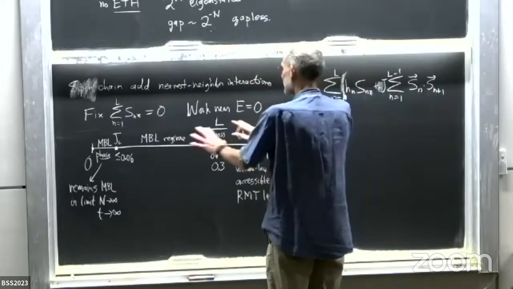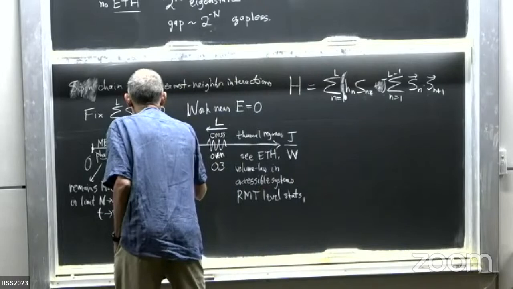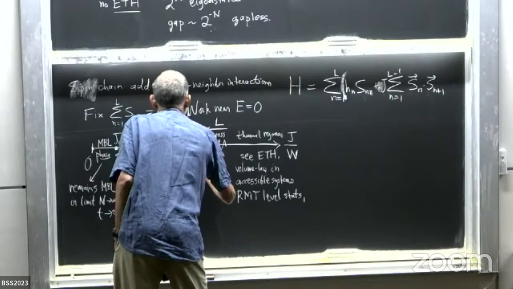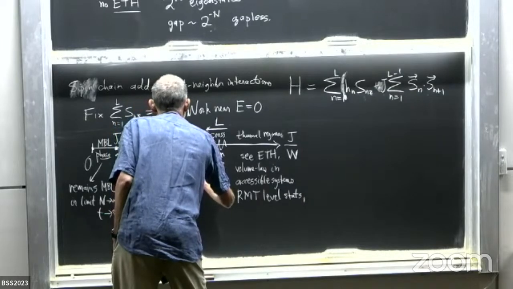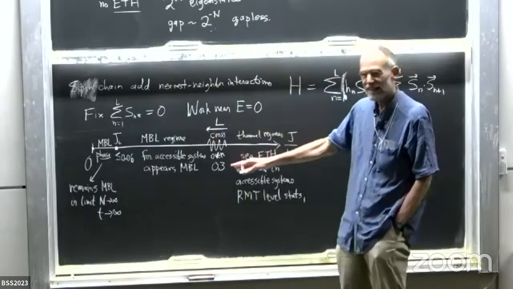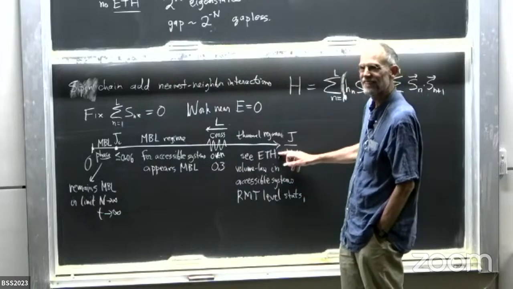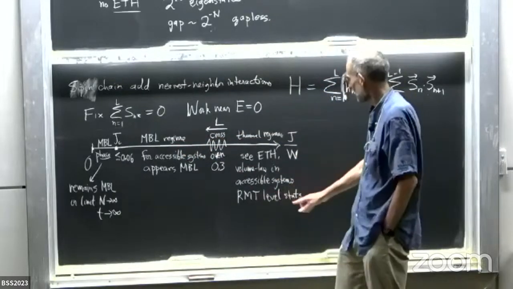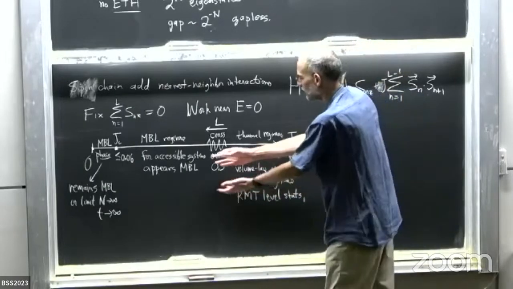But I'm emphasizing a different distinction. The MBL regime means, for accessible systems, it appears MBL. And that's sort of the opposite of all these things. If we look at the eigenstates, they have area law entanglement. They don't obey ETH. The system isn't going close to thermal equilibrium. The level statistics have very weak level repulsion, much, much less than RMT. So it's sort of the opposite of all these things here.